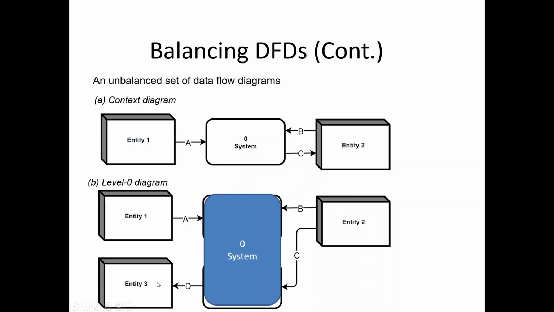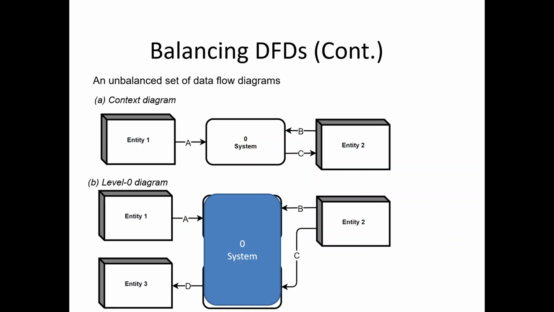As you can see here, the first inconsistency is that in the level 0 diagram, we have 3 entities, and entity 3 doesn't show up in the context diagram. The second inconsistency is that in this level 0 diagram, data flow C's direction is from entity 2 to the system. But in the context diagram, the direction is the opposite. It is from the system to entity 2. So here we have 2 inconsistencies. And as a result, the 2 diagrams do not tell the same story.